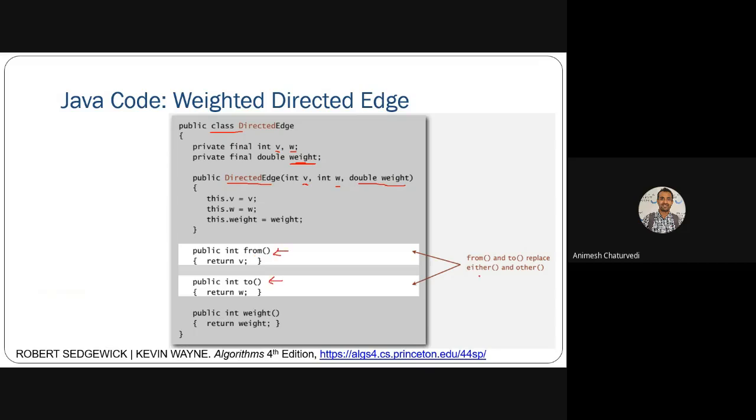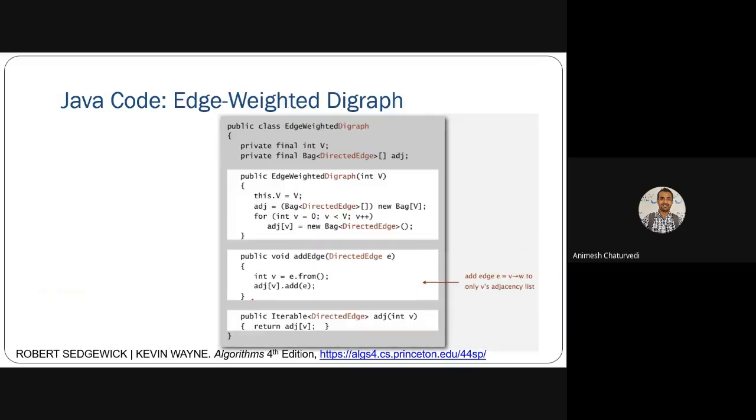This from and to was equivalent to either and other in the case of the minimum spanning tree. So in the older minimum spanning tree, you had used either and other. In the shortest path, you actually have the source and target, so from and to is used. Then the weight is also returned with this weight function.